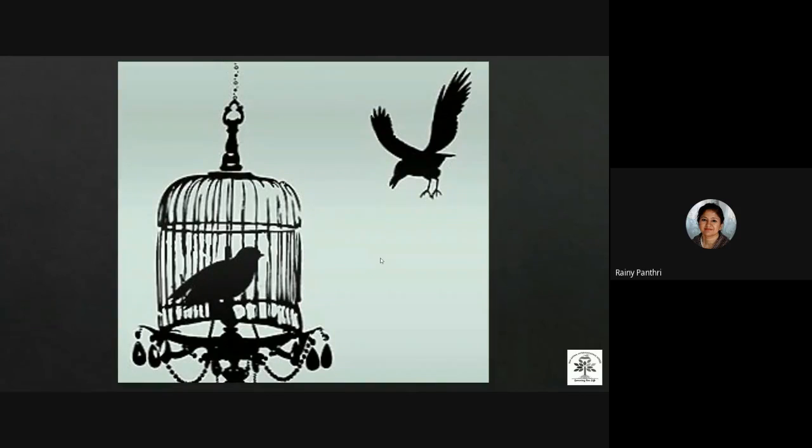Okay, so I ask all the children over here, what do you see in this picture? What do you see in this picture? Can anybody tell me what do you see? Yes, you see a free bird. And there is one bird which is caged, absolutely.